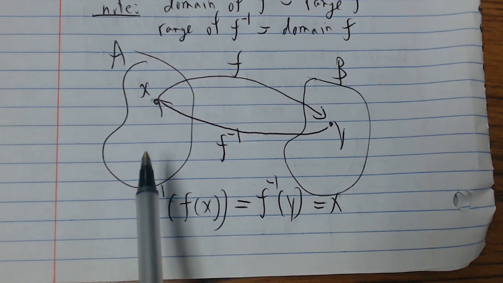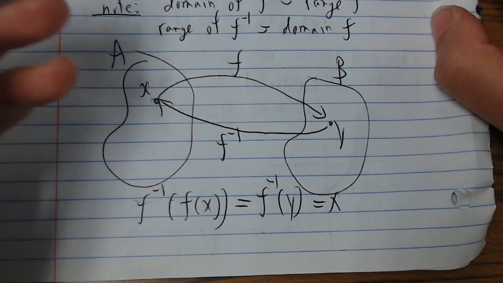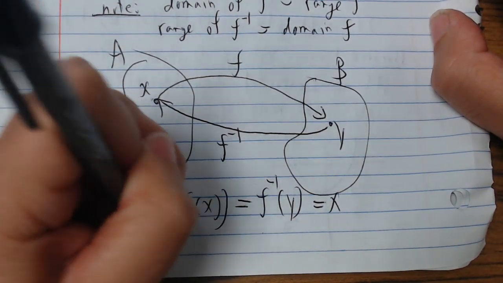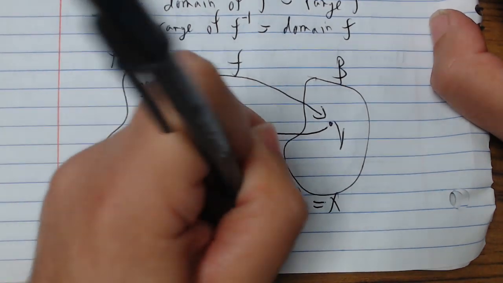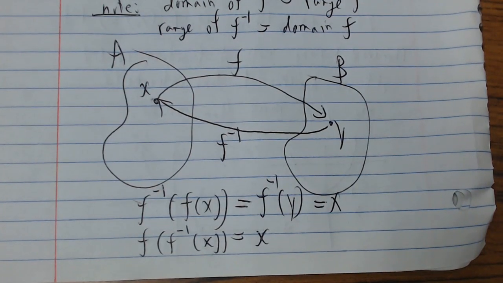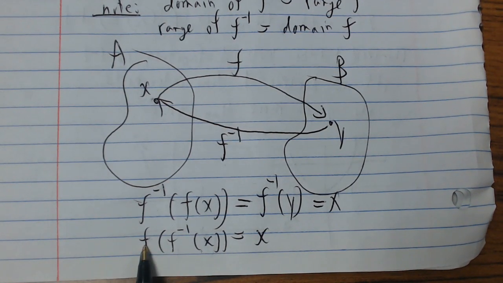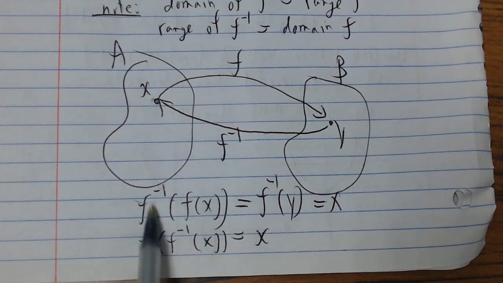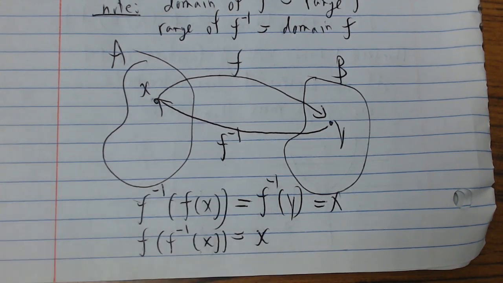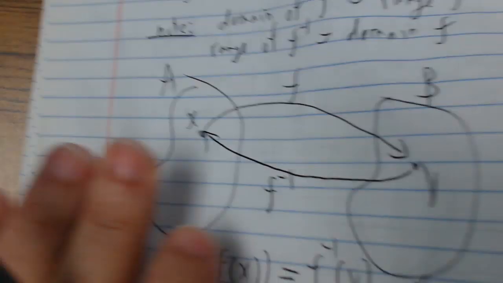It's like one does one thing, the other undoes it. And of course, we can go the other way. We could say f of f inverse of x is equal to x as well, because whatever f inverse does, f does the opposite, or undoes it, and takes us back to where we were. So that's the explanation. Usually this picture does a good job of describing it. Now let's go into finding the inverse of a function.